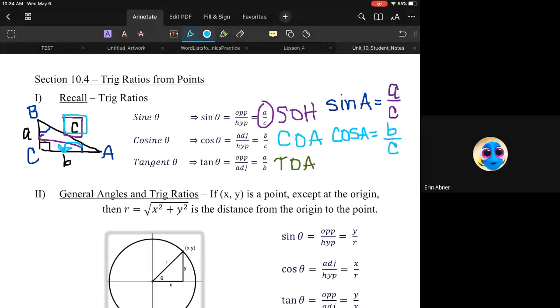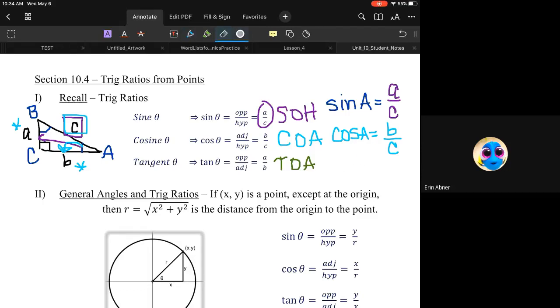If we're talking about the tangent, well, I don't need to really do much for tangent. I don't need to know my hypotenuse. I just need to know my opposite side, which is this one, and my adjacent side, which is this one, because it's the opposite over the adjacent. So tangent of A is equal to my opposite.